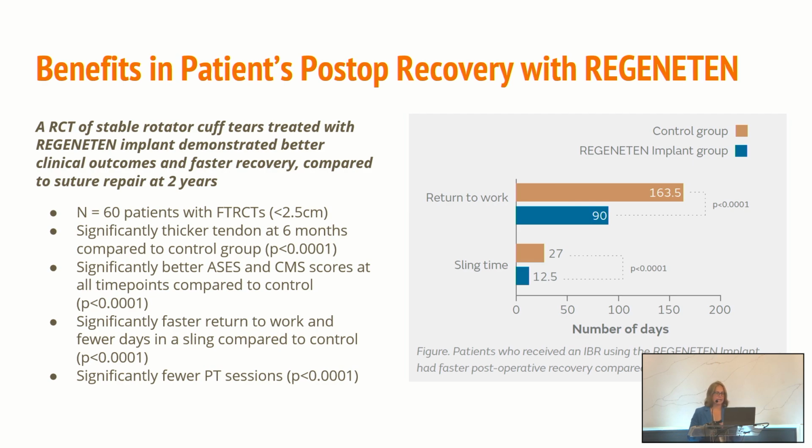On their PT evals, a lot of physical therapists use the ASES and the CMS scores, which tend to improve significantly throughout their recovery time. So overall, the data shows significant benefits to stable full-thickness rotator cuff tears and partial thickness rotator cuff tears. In our practice, we primarily use the Regeniten patch for revision rotator cuff repairs and for partial thickness rotator cuff repairs. We're still accumulating data on its effectiveness, so we're still building that.